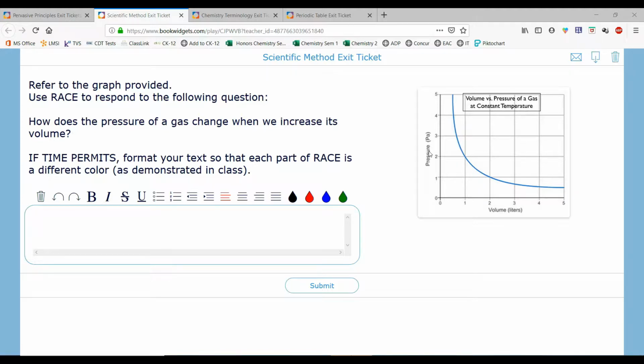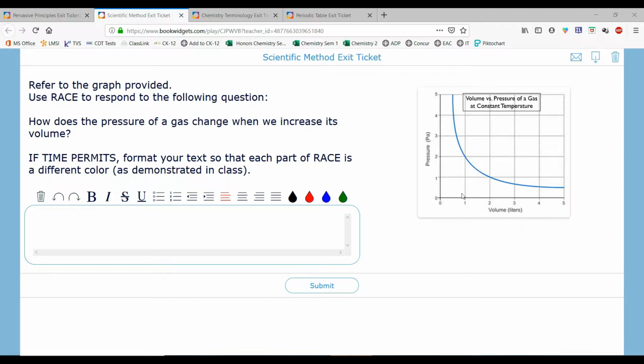Volume versus pressure, X versus Y: independent, which we control, versus dependent, which you read out as a measurement or observation. And it says constant temperature. Temperature is not anywhere here, and constant means it doesn't change, so that's why it's not depicted on the graph. So what I've asked you to do here is use RACE to answer this question about the graph: How does the pressure of a gas change when we increase its volume?